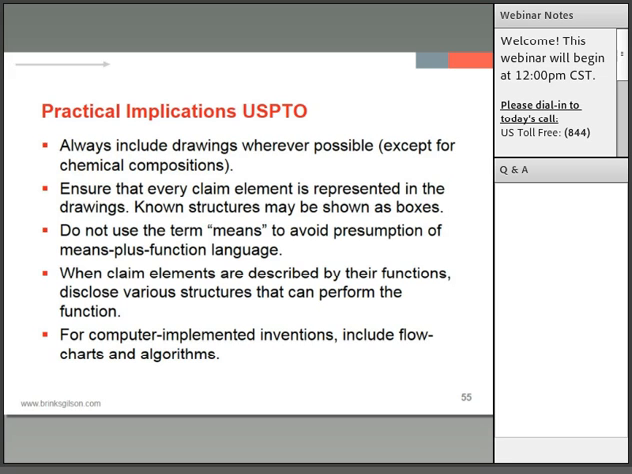So for the means plus function language, yes, I would definitely recommend not to use the word means and instead go for noun words like a device, because at least the presumption that it's not means plus function, the presumption is on your side. So at least get on that side of the presumption, but then again, also always disclose the structure just in case the examiner still treats it as a means plus function claim. And then for computer-implemented inventions, the structure is represented by algorithms that you can show, for example, in flowcharts or equations or whatnot.